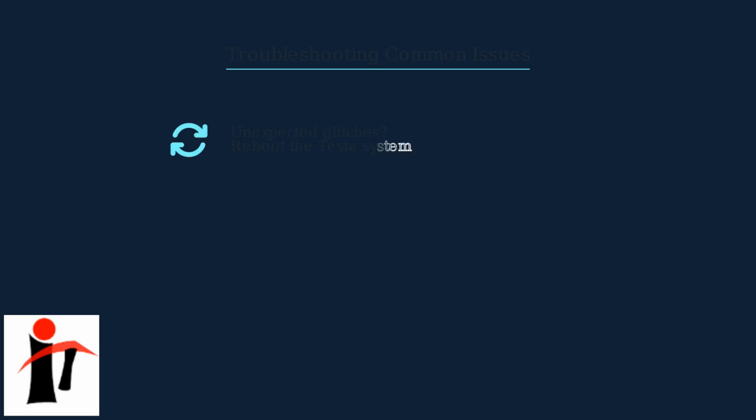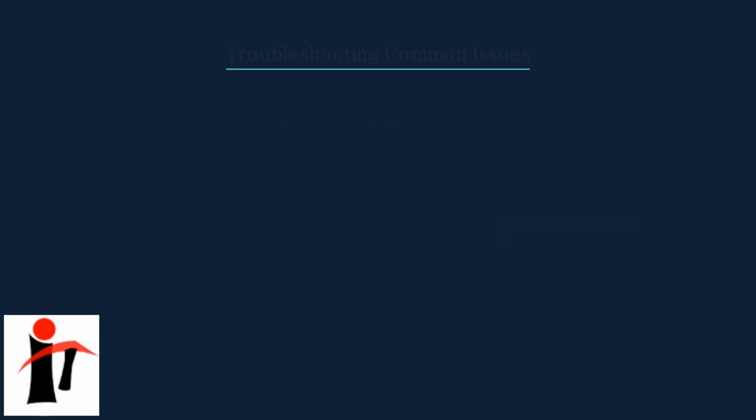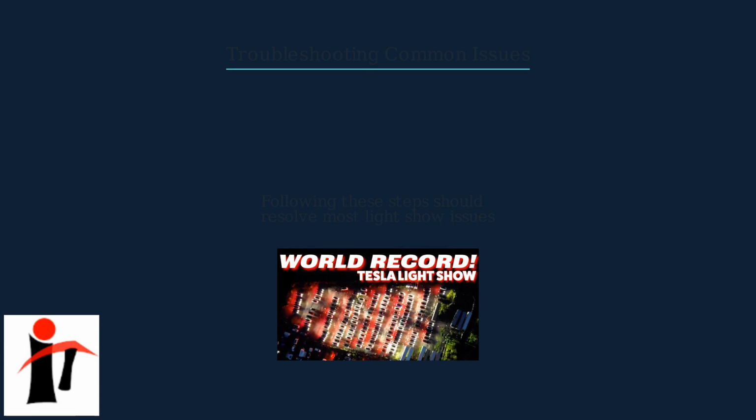For unexpected glitches or unresponsive features, try rebooting the Tesla system through the touchscreen controls. Ensure your Tesla software is current with the latest over-the-air updates to access new light show features and resolve known issues. Following these troubleshooting steps should help resolve most issues with your Tesla Model 3 Light Show.